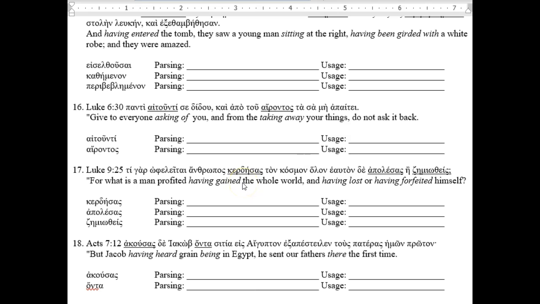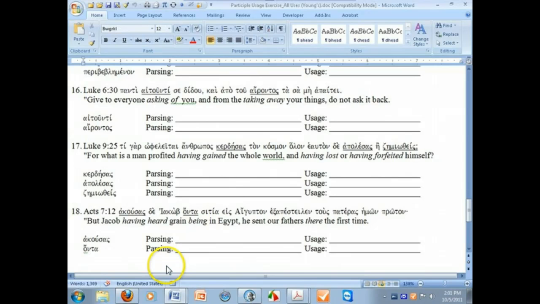adverbial, something like this. If, having gained the whole world, but having lost or forfeited oneself, then what is a man profited? Or, conditionally, a man who has gained the whole world, but has forfeited or lost himself, what is he profited? Either of those options are valid. Acts 7:12. But Jacob, having heard grain being in Egypt, he sent our fathers there the first time.